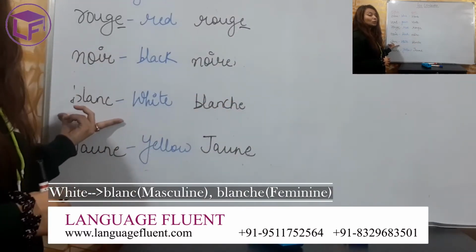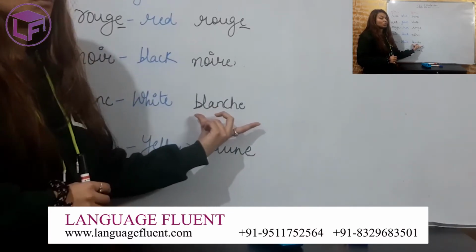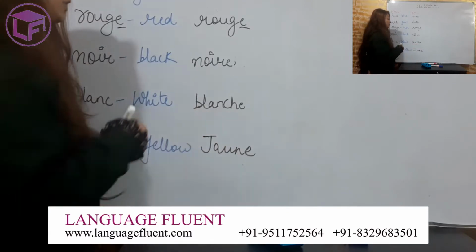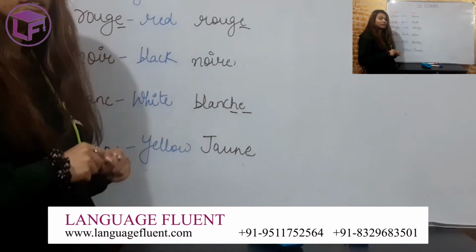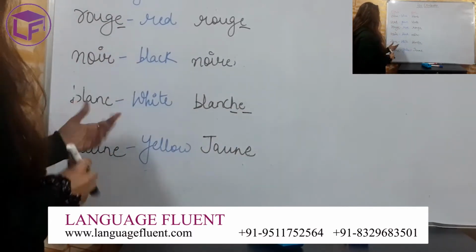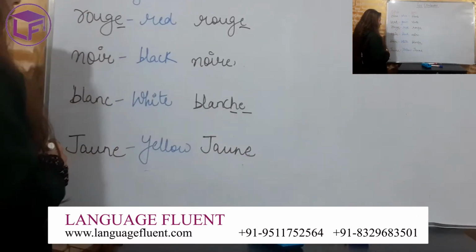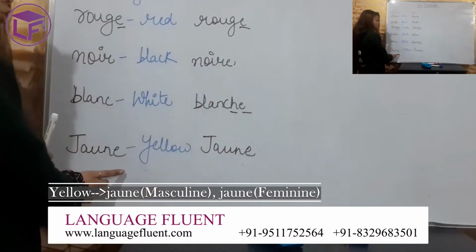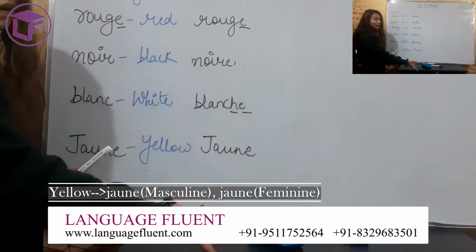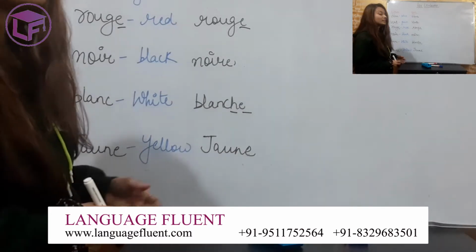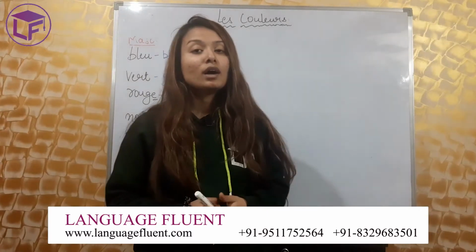Blanc, and the feminine is blanche, with an extra E and also with an H. Alright, so we have blanc and blanche. Then we have the yellow color. Yellow is called jaune in French, and in the feminine case as well, we call it jaune. Alright, so let's move on with a few examples.